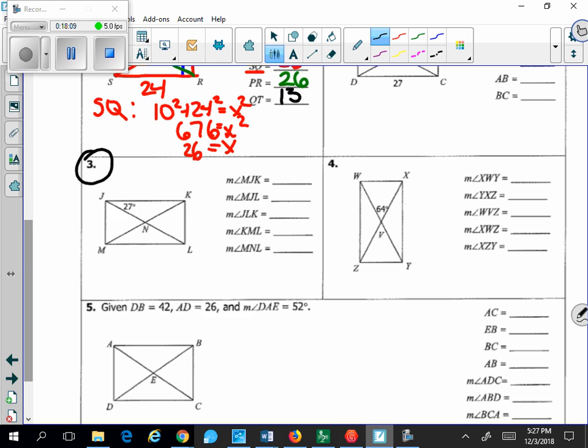First thing they want me to do is they want me to find angle MJK. Well, MJK is a whole one of those angles that make up a rectangle, which we know from properties of a rectangle that we saw up there, that that's equal to 90 degrees. Okay? Not that interesting. Now they want me to find MJL.